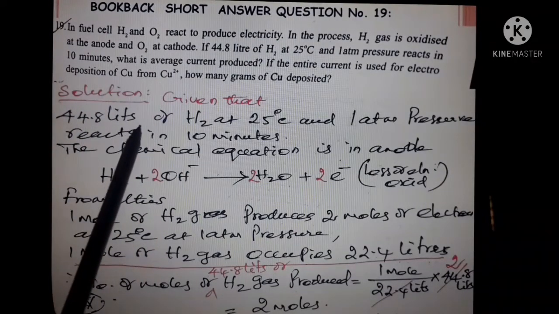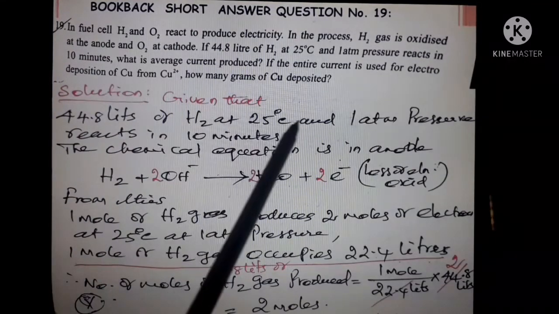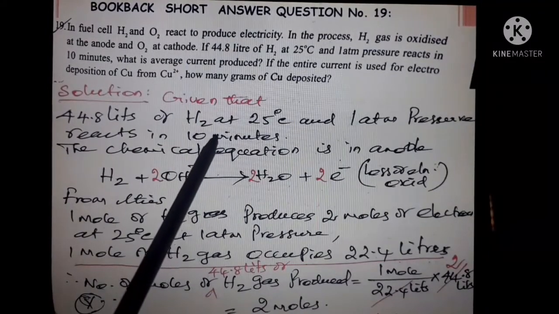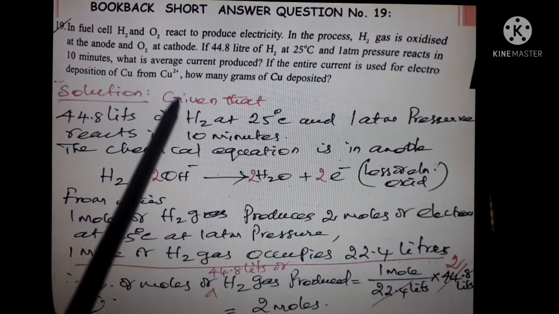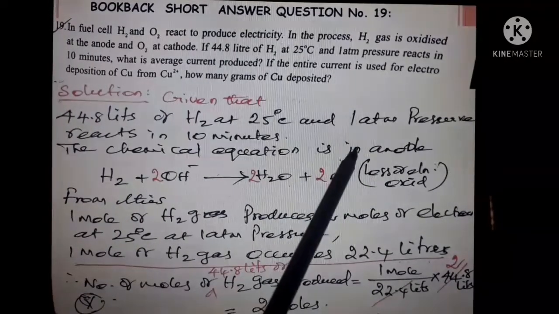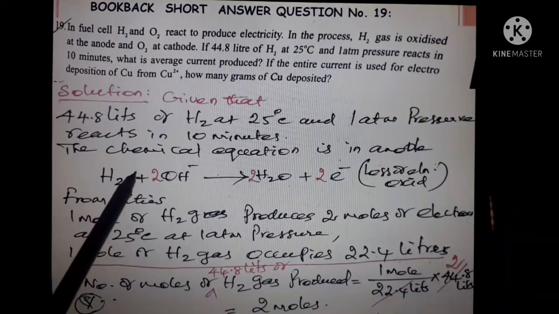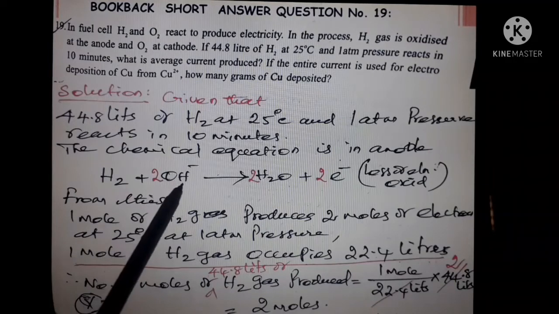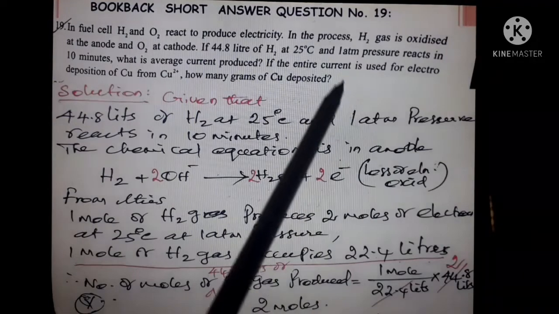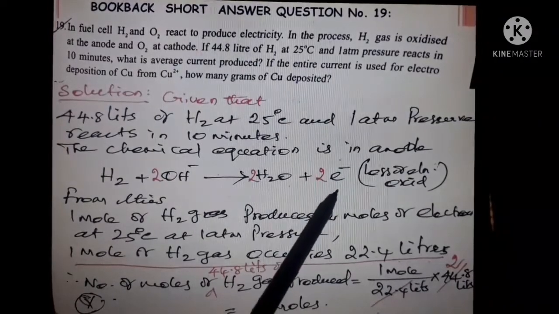First you write the data. 44.8 liters of hydrogen at 25 degrees and 1 atmosphere pressure reacts in 10 minutes. This is the given data. The chemical reaction at the anode: first you write the equation. Hydrogen plus 2 OH minus gives 2 H2O and loses 2 electrons. It loses 2 electrons because oxidation takes place. Hydrogen gas is oxidized, so it releases 2 electrons.